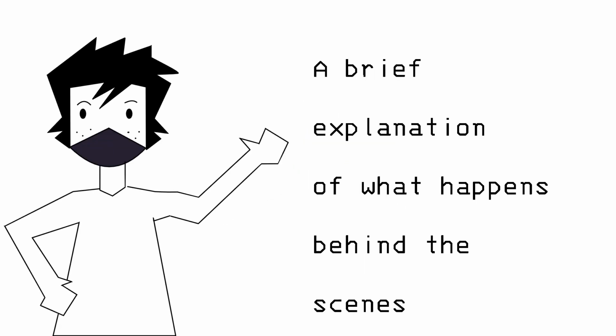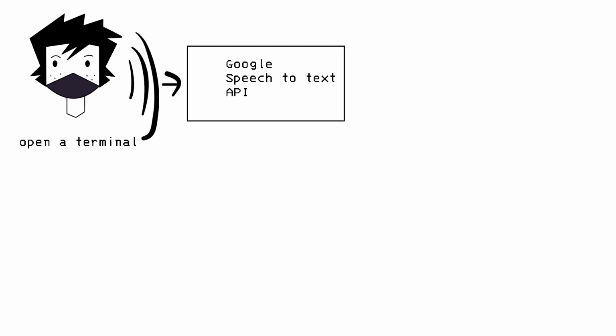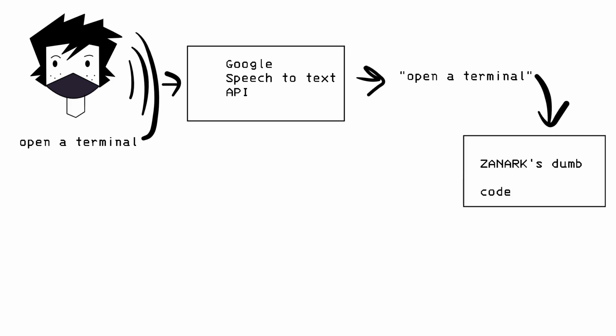So here's a brief explanation of what happens behind the scenes. I speak, give a voice command like open a terminal. The audio is given as input to the Google speech to text API, which then generates a string containing the words that I spoke, and I then provide this string to my code. I'll explain all the code and all of the if and elses later.